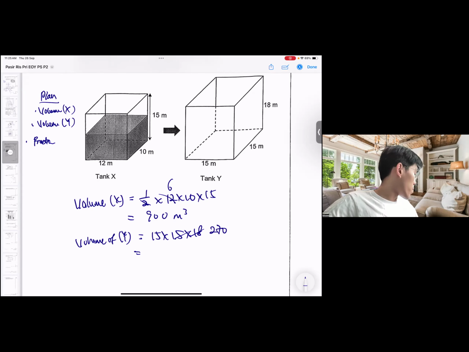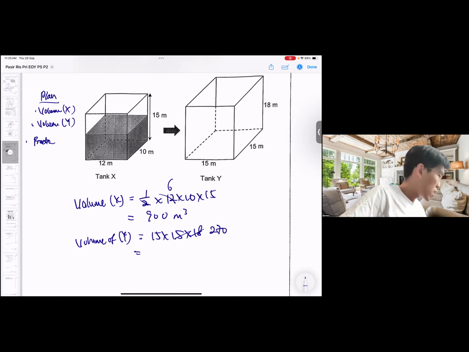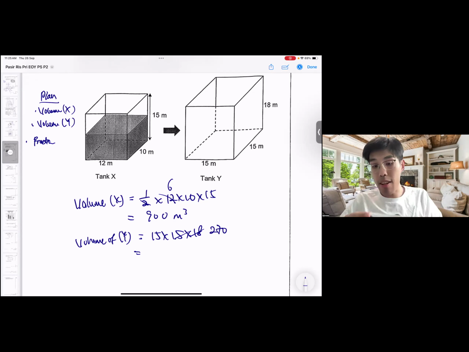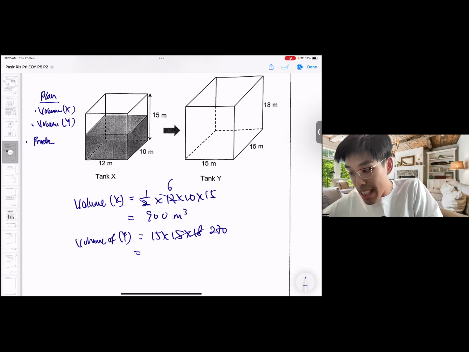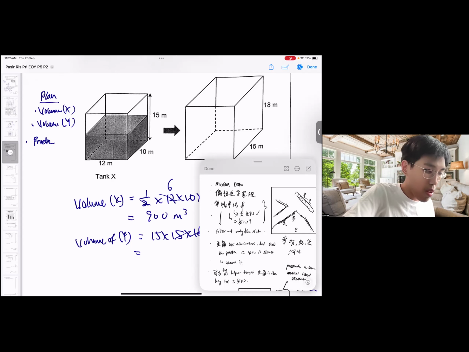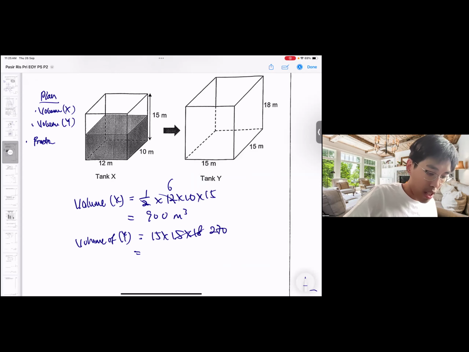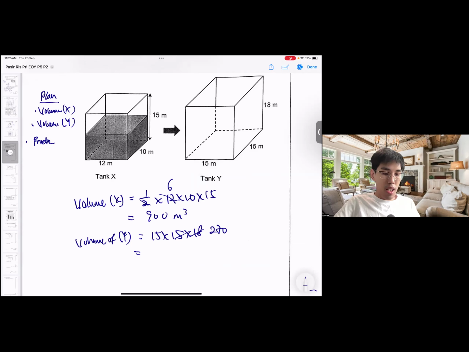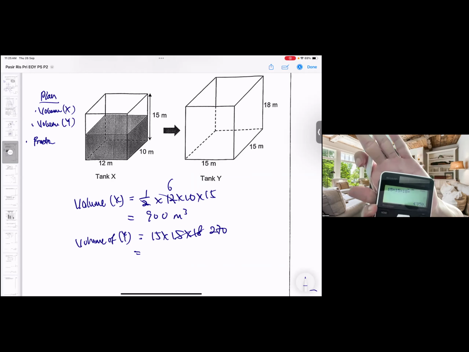So this one should be 4050 if I am not wrong. You see, even teachers also press calculator. Just press, doesn't matter. If you can do mental calculation, good for you. So it's 15 times 15 times 18. Just to show you on the calculator as well, you get 4050. I'm correct on this. Okay, 4050.